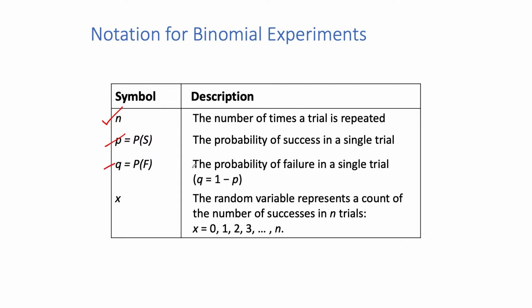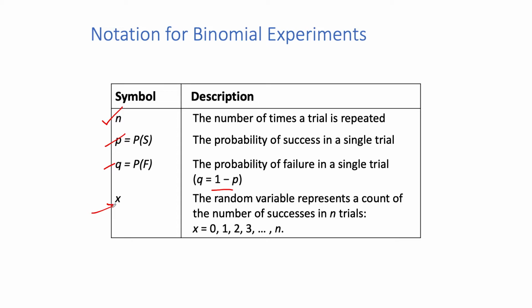Q is basically 1 minus P. So it basically records the probability of failure. If this is the probability of success, then 100% of the time it's either a success or a failure. So if P is the probability of success, so if 85% of trials are classified as successful, then 1 minus 0.85, or 15% of the time, the trial is classified as unsuccessful.